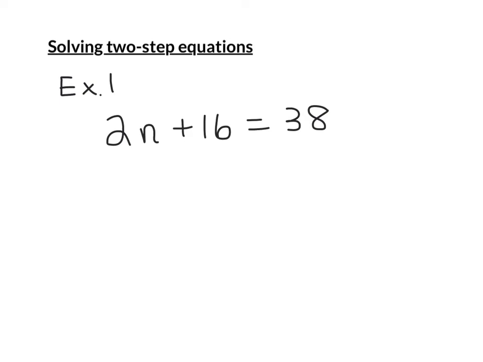I'm going to model how to solve this equation without using counters. We're going to use opposite operations. So we know we want to get the n by itself, so we need to get rid of this stuff that's over here with the n. We need our answer to say n equals a number.